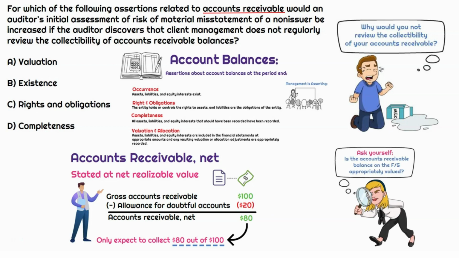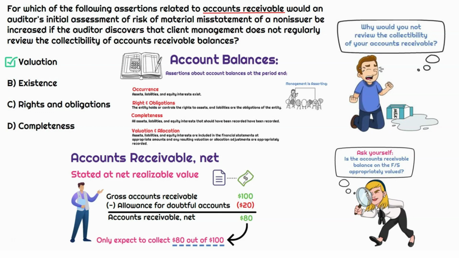So the overall point here is it's addressing, is the accounts receivable balance on the financial statements appropriately valued? If that makes sense to you, then obviously the valuation assertion is what this is addressing. You would assess the collectability of those accounts receivable balances to make sure that accounts receivable is stated at net realizable value. And overall, that is addressing the valuation assertion, which again is management's way of saying our accounts receivable balances are appropriately valued on our balance sheet. So the correct answer is going to be valuation.